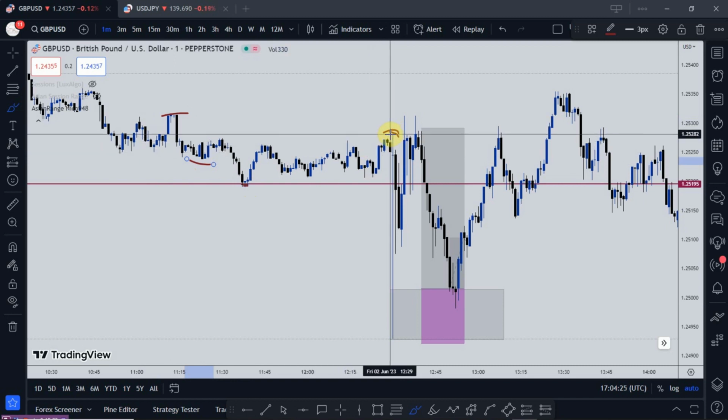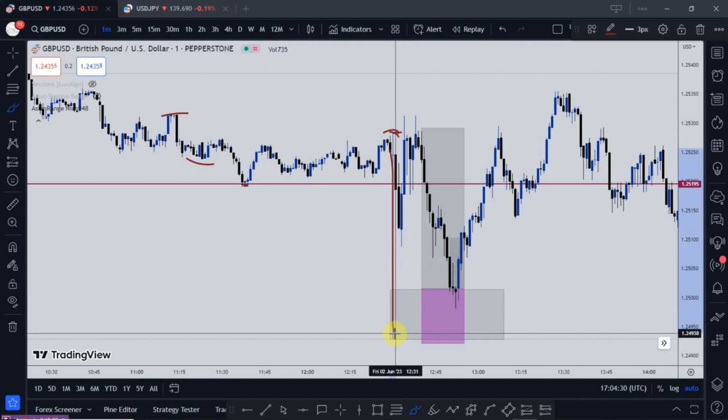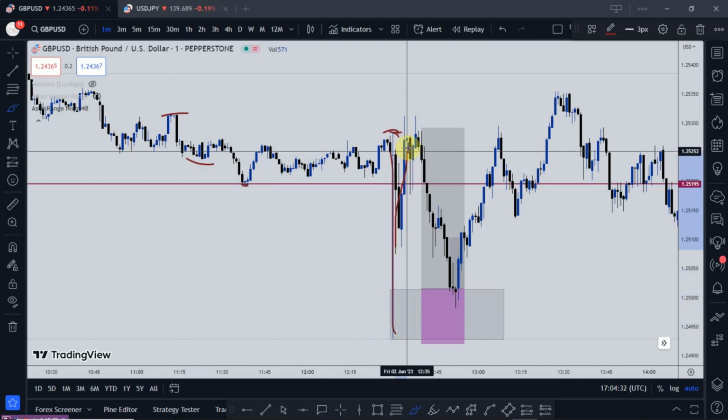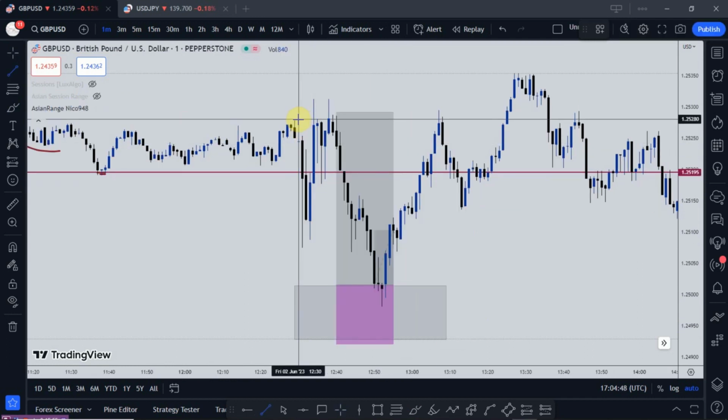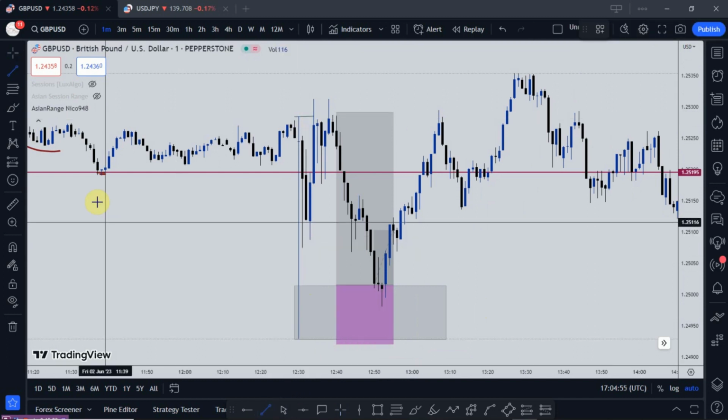Now we can see that price took this high after price came down here. Okay, it went up to take that high, and this is our choke, guys. That is your choke right over there. So we have our choke here. And where is our low taking? Over here.